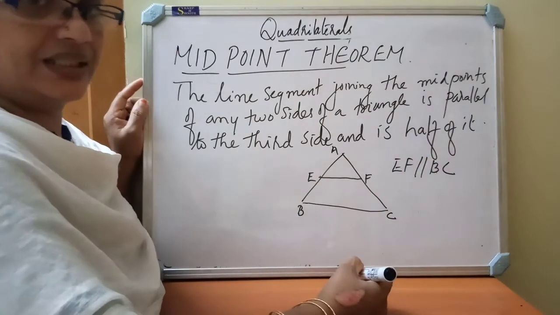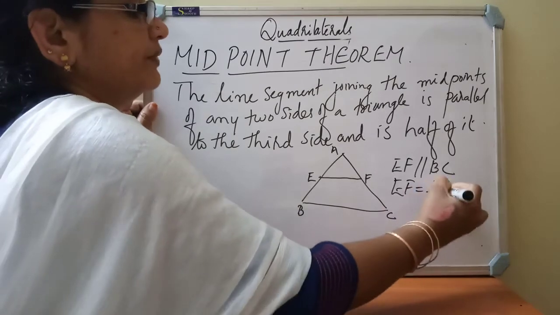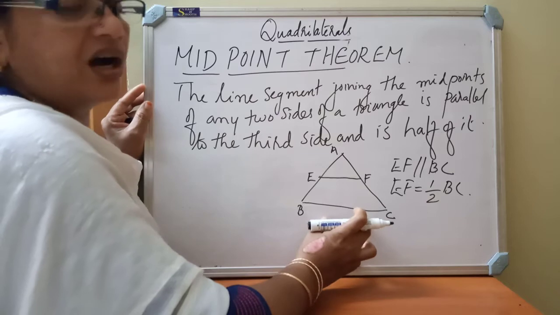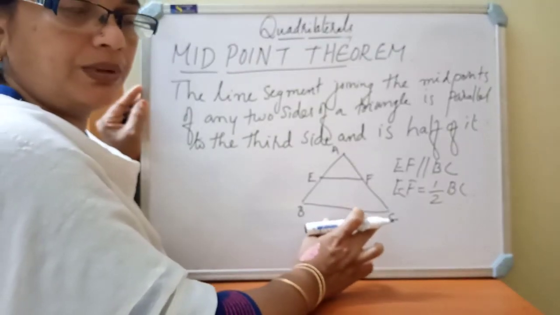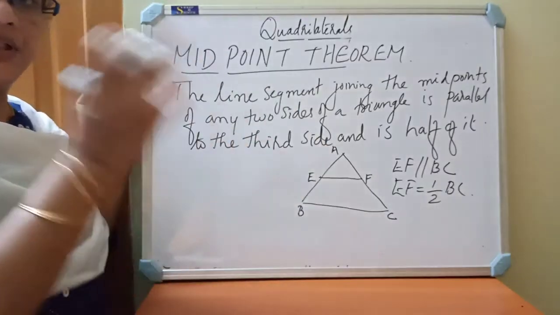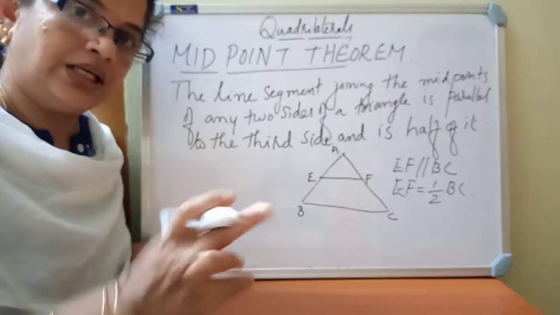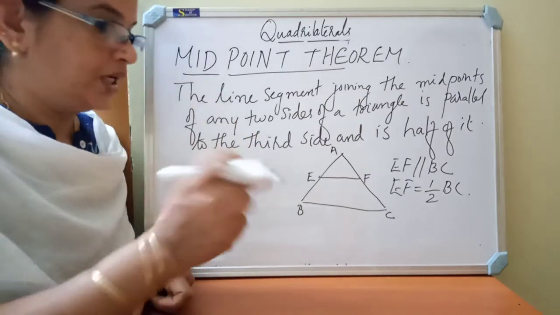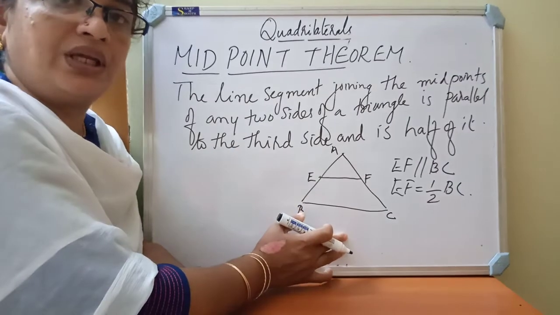And what does the next result say? EF is equal to half BC. So the length of EF will be half of BC. That is the result. So what is the statement of the midpoint theorem? The line segment joining the midpoints of any two sides of a triangle is parallel to the third side and is half of it. So learning the statement by heart and its application is very important.